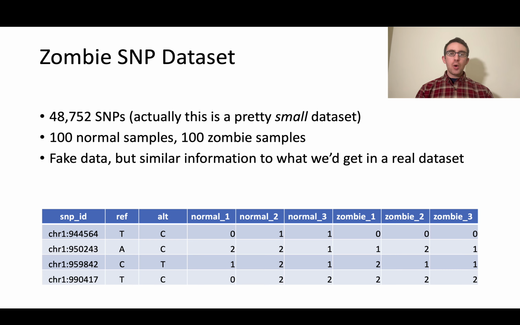So for each person, it could be that both of their copies have a T, or it could be that both of their copies have a C, the alternate allele. Or it could be that one of their copies has a T and the other copy has a C. Are you guys following that so far? Hopefully that makes sense. We have two of each chromosome, so we have two of each gene.